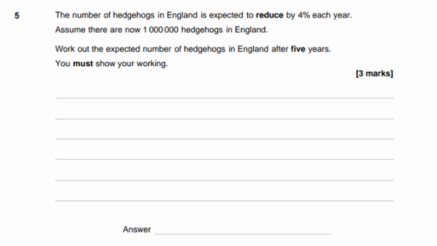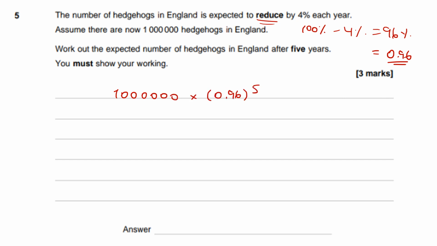Okay, question 5. The number of hedgehogs in England is expected to reduce by 4% each year. Assume there are now 1 million hedgehogs in England. Work out the expected number of hedgehogs in England after 5 years. So this is going to be a compounded percentage. So if it is reducing by 4%, that would mean that we have 100% take away the 4% is going to give you 96%, which is going to be 0.96 as a decimal. So if we do 1 million multiplied by 0.96 to the power of 5, because it is over the period of 5 years, we'll be able to find out the number of hedgehogs.